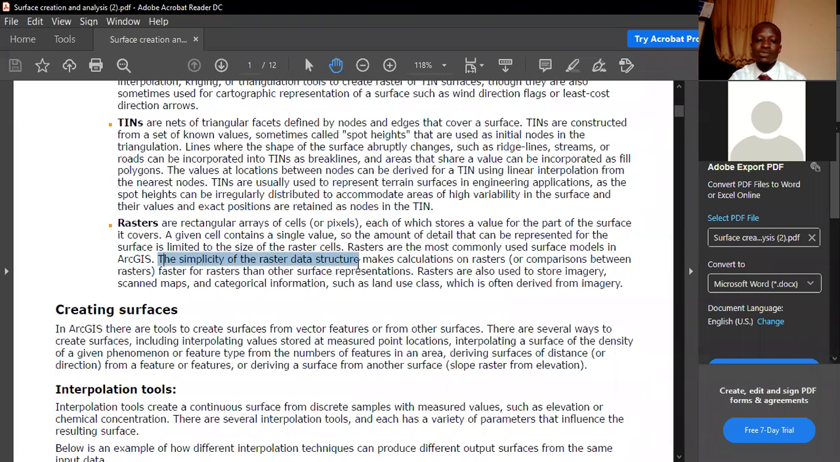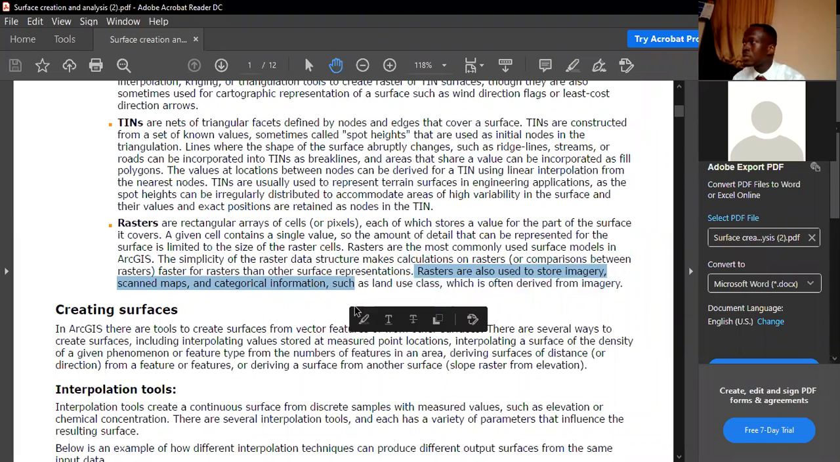The simplicity of the raster structure makes calculations on raster faster. So as we said, this is the real reason why we want to do spatial analysis and filtering in raster, because it's simple. You have rows and columns looking like a matrix, and once you have a matrix, you can define every cell by its row and column number. Rasters are used to store imagery, scans, etc. Anytime you have a picture, or you scan and have an image, so photo, image, picture, all these are raster. They make use of the raster concept.